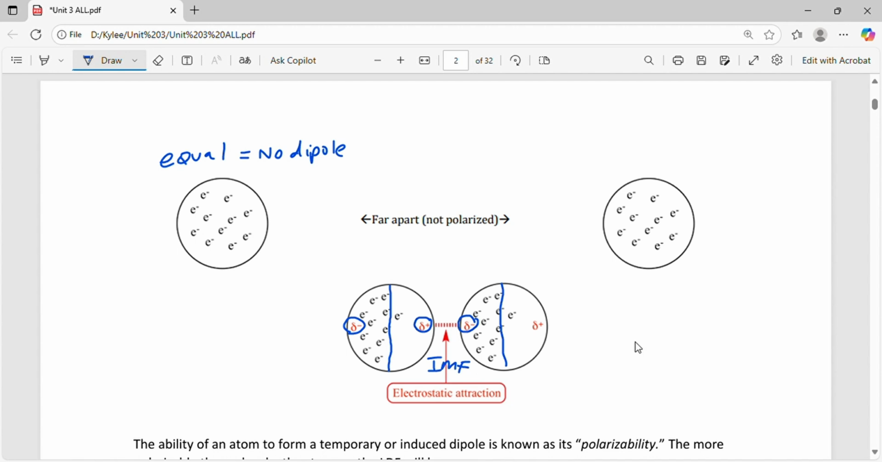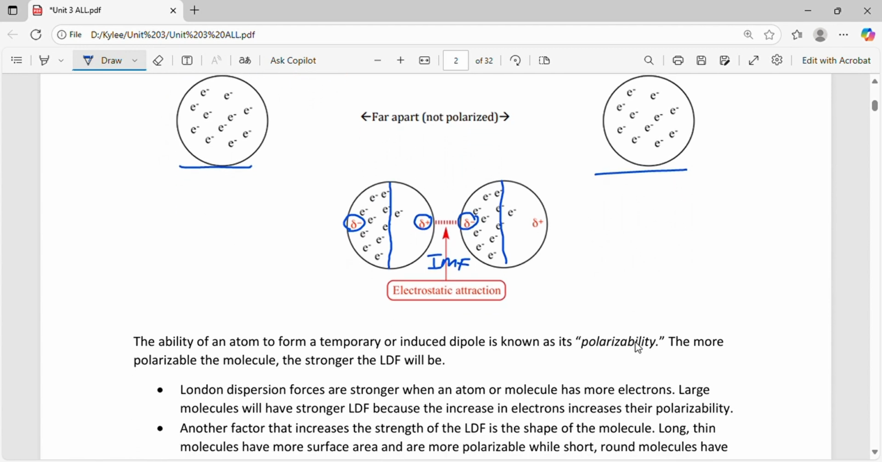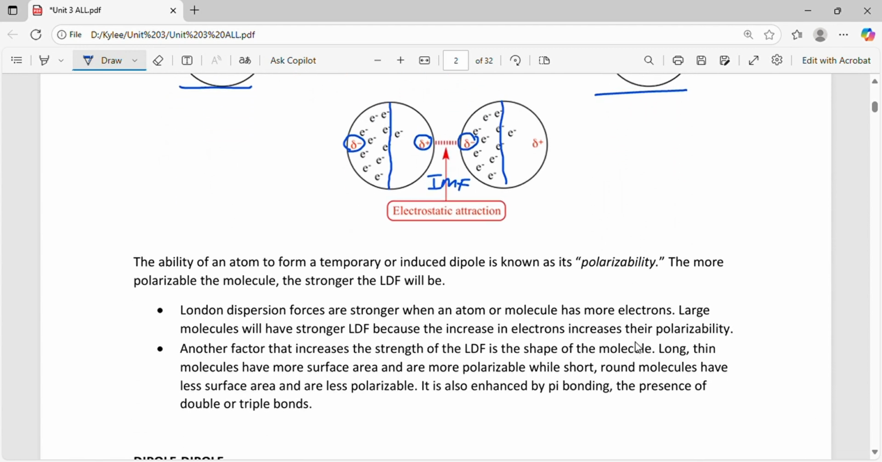Now, again, this is temporary. Occasionally, they're going to go back to these top photos where the electrons are distributed, and then that attraction goes away. So as the electrons move around the atom or molecule, it's going to continually come and go. Now, the ability to form these temporary dipoles has a special name in chemistry, and that's called polarizability. The ability of an atom or molecule to actually do this is called polarizability.